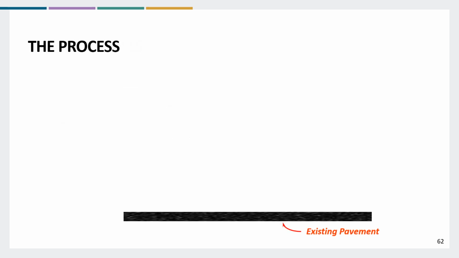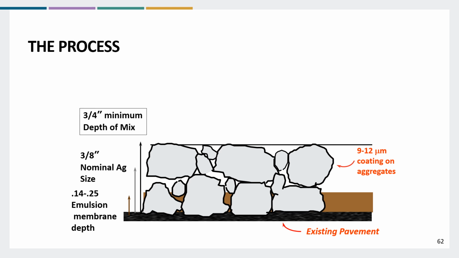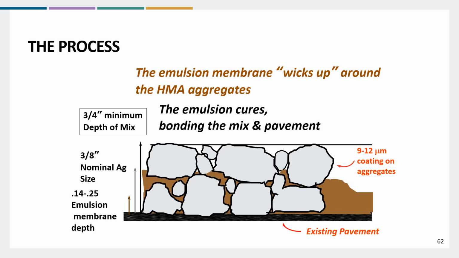Here's the process. As the paver goes by, emulsion's laid down, use a 3/8 gap graded or open graded mix, because it has voids. With so much emulsion being put down, like a chip seal, the emulsion is able to wick through the voids and create the bond for the bonded wearing course, creating a strong, thin lift mat.